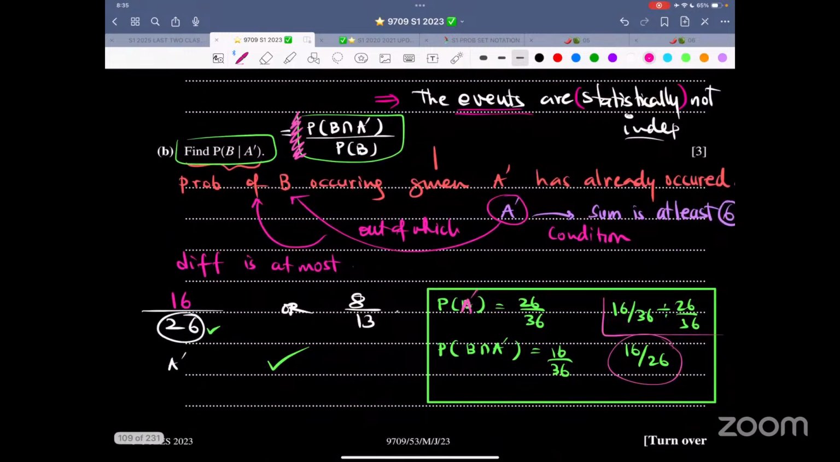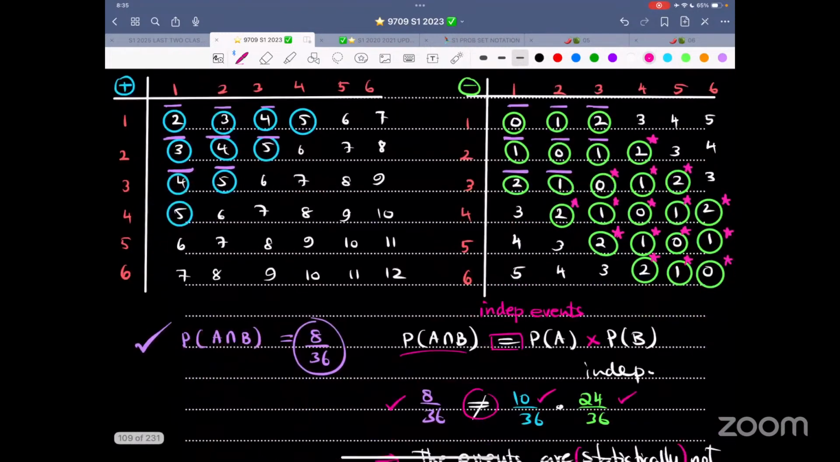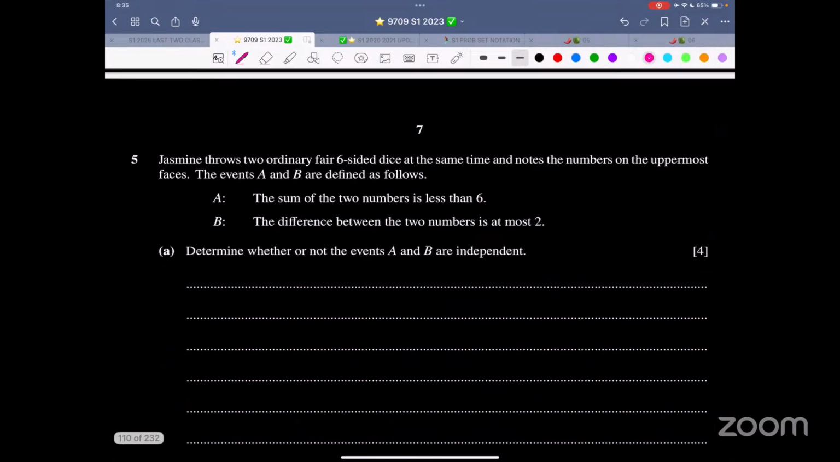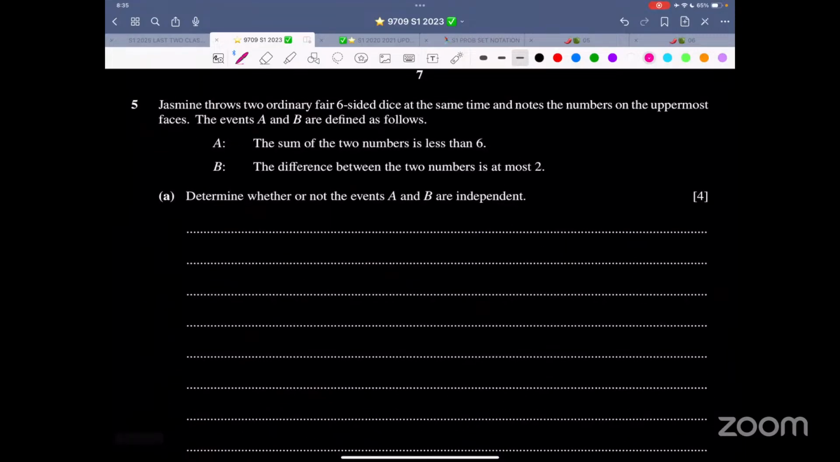Now over here, let's look at the second scenario. Let me just add a page so that you can read further. So what options do we have available? We had probability of A, I think that was 10 over 36. We had probability of B, that is, I think, 24 over 36.